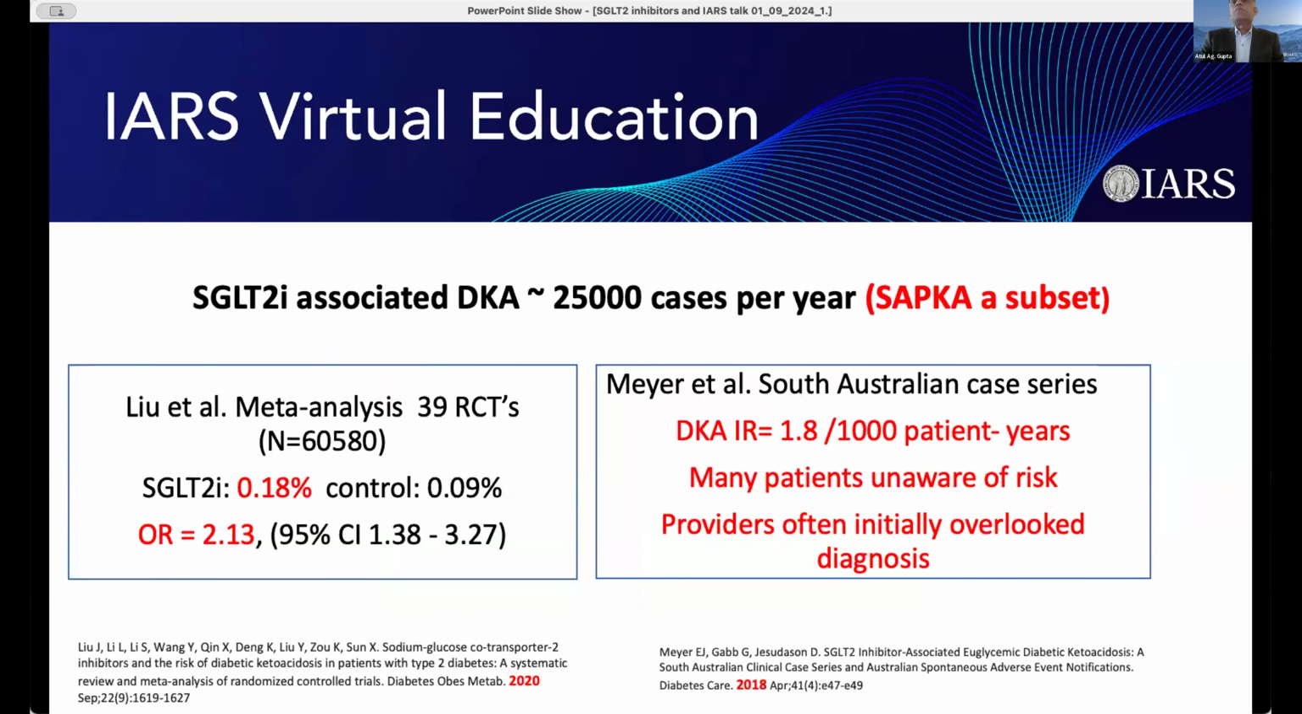So this is an estimate based upon 15 million prescriptions that are written per year as of 2020 for SGLT2 inhibitors. And SAPCA is just a subset of SGLT2-associated DKA. And this is based upon an estimate of 0.18% incidence on the RCT meta-analysis, as well as the case series. But in the case series, the authors also noticed that many patients who were on SGLT2 inhibitors were actually unaware of the risk of DKA. And when patients did come to the hospital, providers initially overlooked the diagnosis. Next slide, please.